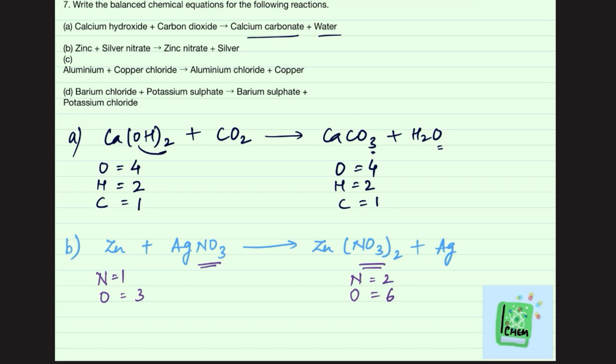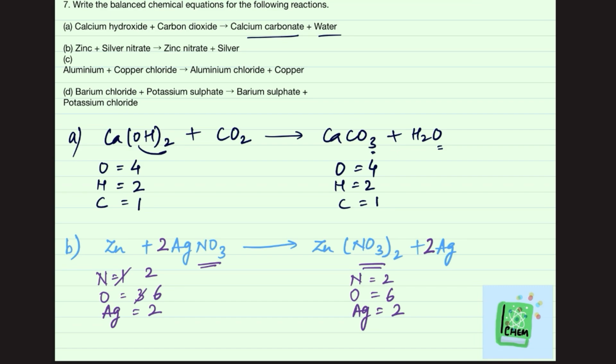So multiply the formula of AgNO3 by 2. So putting the coefficient 2 in front of AgNO3, total number of nitrogen atoms now on the reactant side is 2 and oxygen atoms is 6. Number of silver atoms on the reactant side is now 2 and on product side it is 1. So put a coefficient 2 in front of silver. Now the number of silver atoms on the product side is also 2. Number of zinc atoms is same on both the sides. So this reaction is again balanced. So this is the balanced reaction.